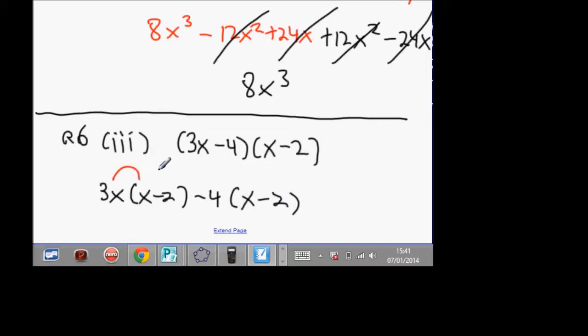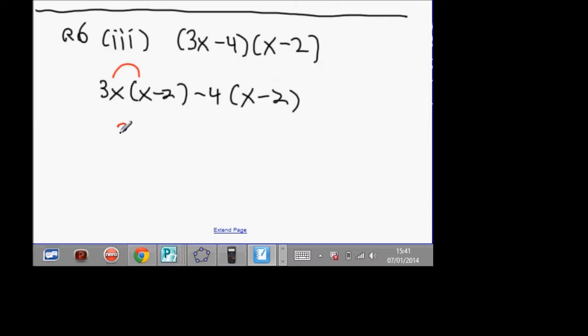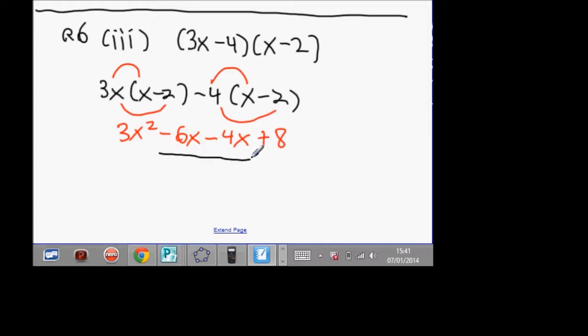3x times x is 3x squared. Yeah. 3x times minus 2 is minus 6x. Yeah, after that? Minus 4x. Yeah, and after that? Plus 8. Now what can you do? A lot of people didn't finish it off. What can you do in the middle? That's minus 10x. Minus 10x plus 8.